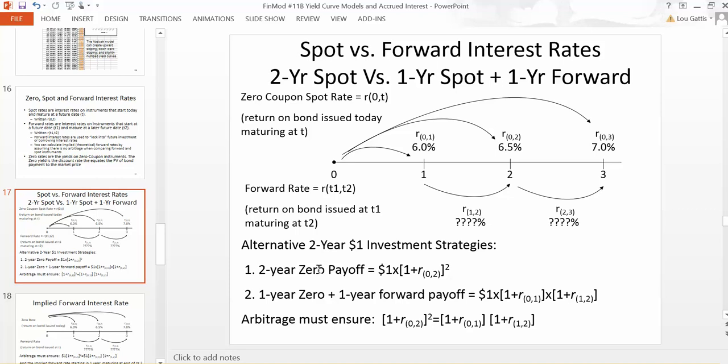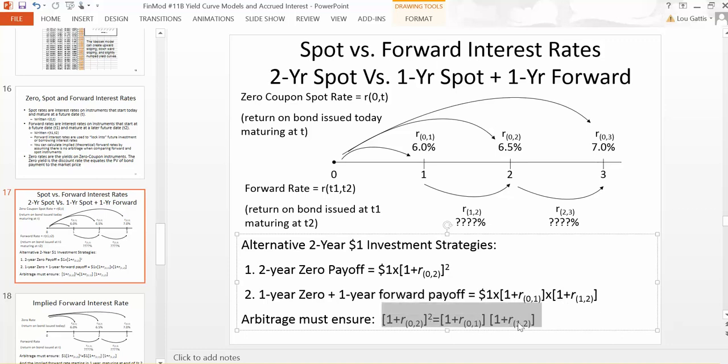Well, you can make an arbitrage argument that you would be indifferent between a 2 year instrument that gives you 6.5% a year, where the payoff on that bond would be $1 times 1 plus the 2 year rate squared, and a 1 year spot contract plus a 1 year forward. So if I enter into a 1 year CD, I'll earn R01, 6%, and simultaneously, at the time I enter into the 1 year bond, I can enter into a forward contract to invest $1 between years 1 and 2, and I'll get R12. Now the market should be priced so there's no arbitrage between getting a 2 year instrument and two 1-year instruments. To ensure no arbitrage, these should have the same payoffs.